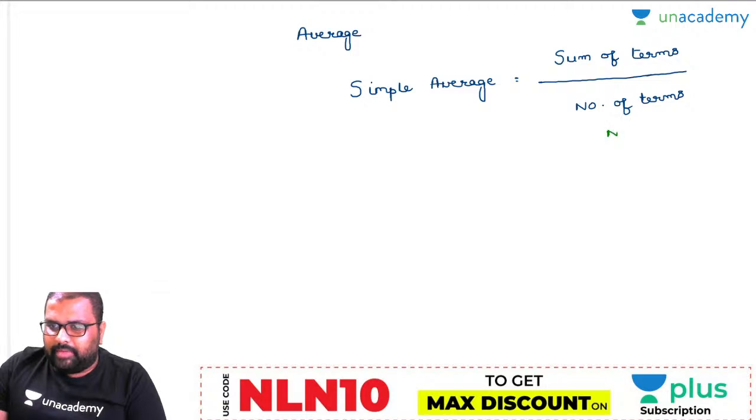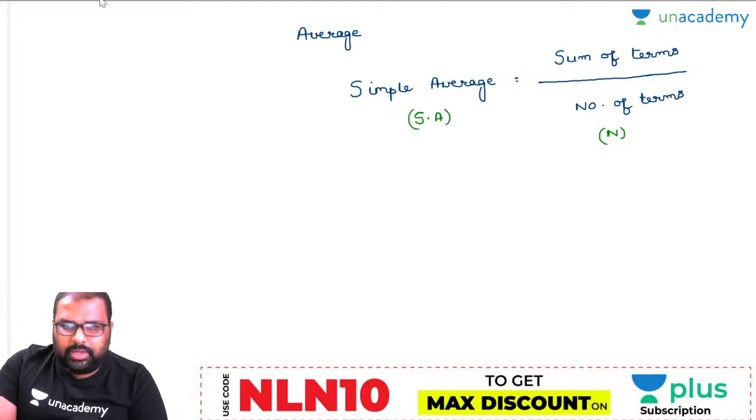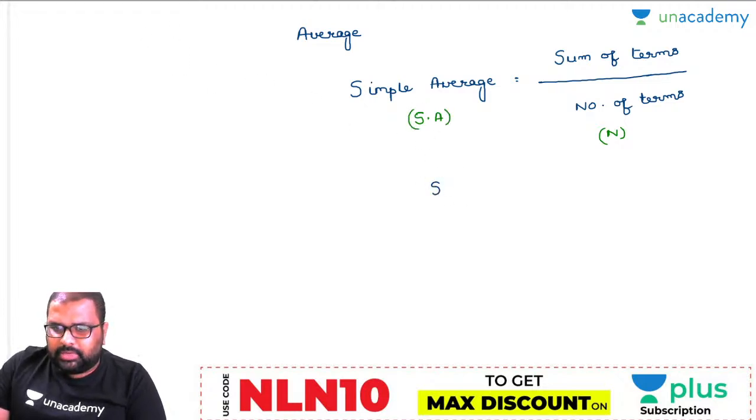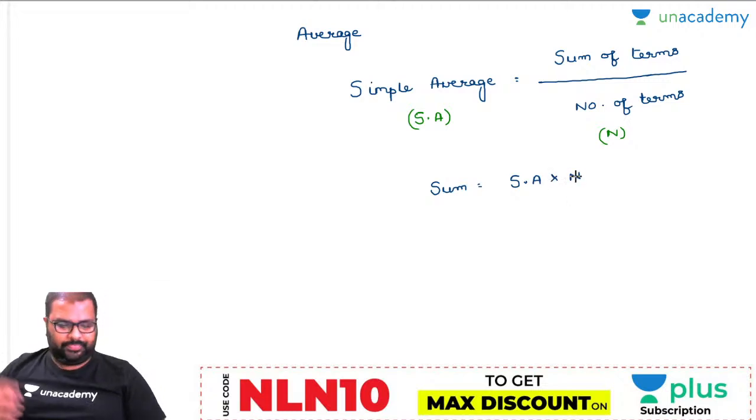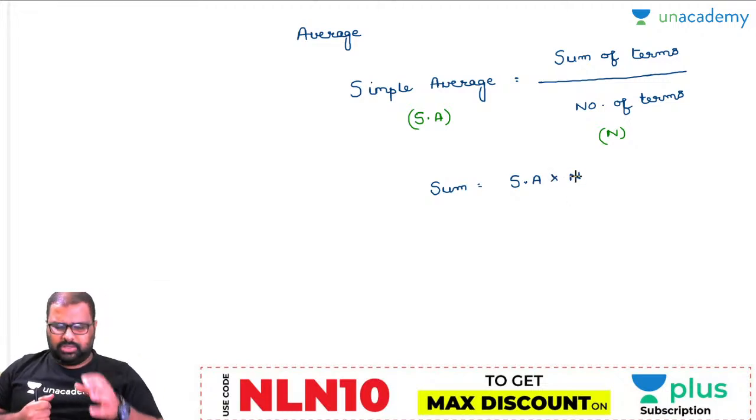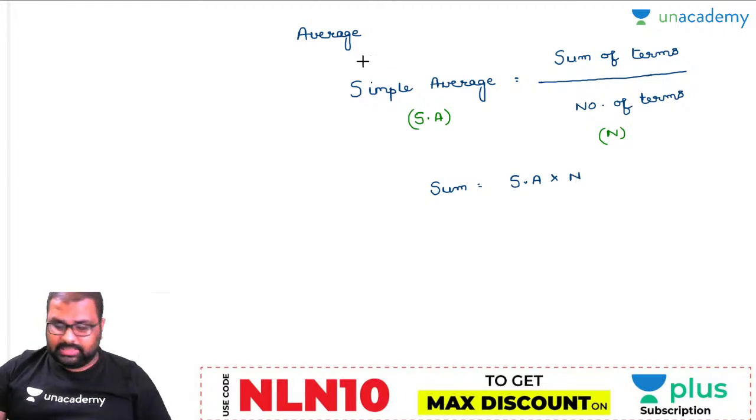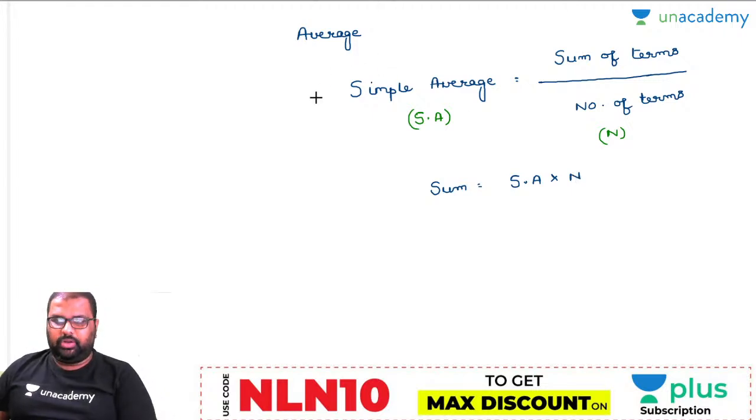And simple average as SA. Now to find the sum of terms, you normally do crisscross. Simple average into number of terms will give you the sum of terms. Am I right or wrong? Yes, this is a simple concept that you have learned in your primary classes. Now let us see with an example how it changes in different topics.